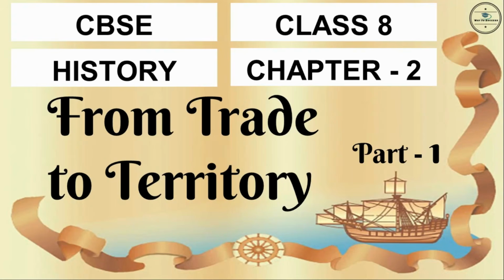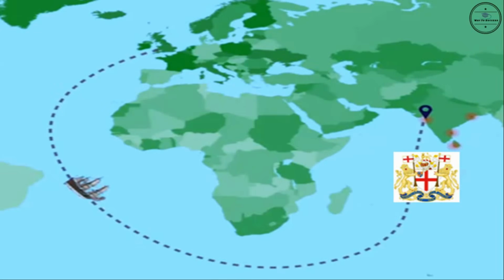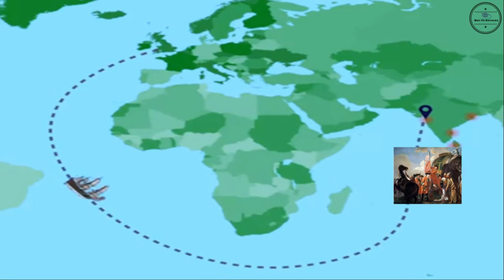Success-free. Today let's see the second chapter for class 8 history, that is, From Trade to Territory. As the title denotes, you will study how the East India Company first came to India for trade, slowly started expanding its territory over here, and gradually became the rulers of our country. Let's now discuss the topics in detail.